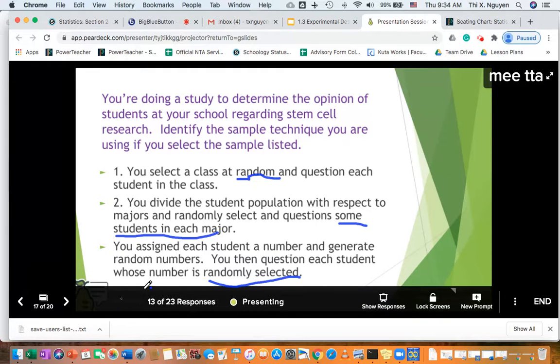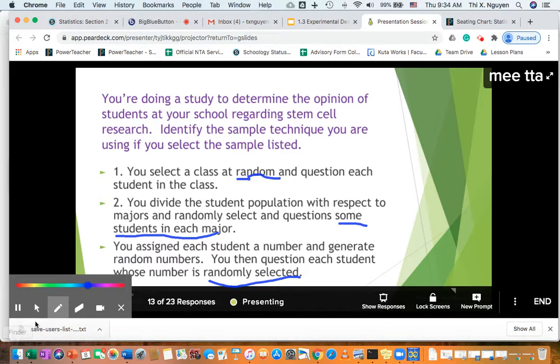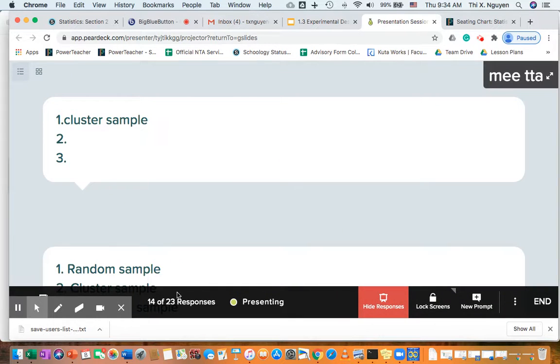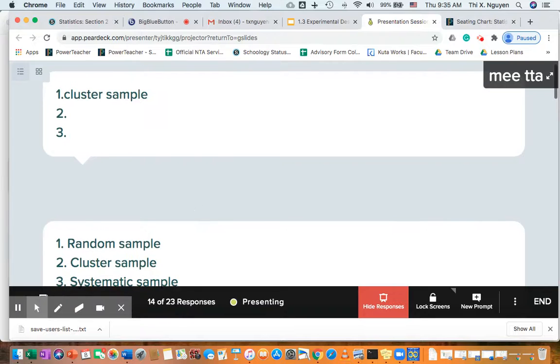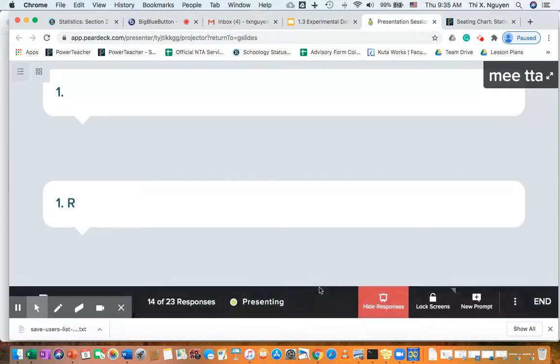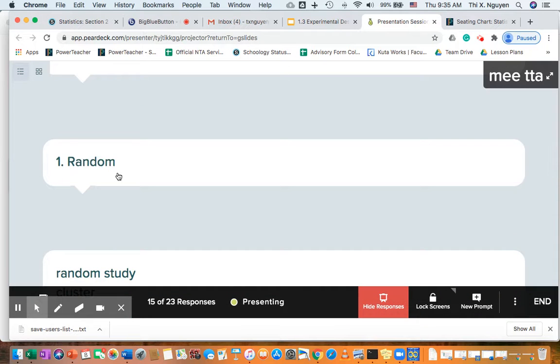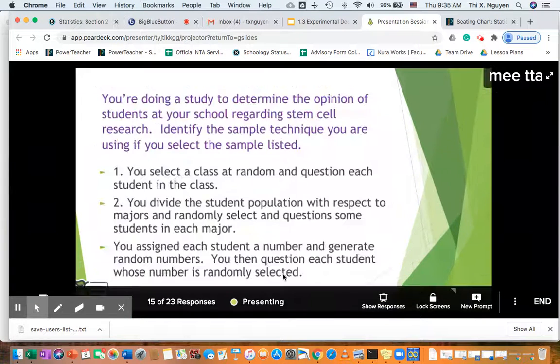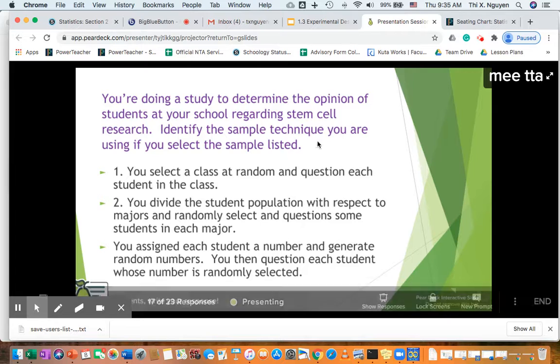Okay. Oops, I need to change the arrow. Okay, so let's see. Number 1. You say cluster. I see someone say random, random, random. I assume it's random. It is random for number 1 because, like I said, I just underlined the key thing they tell you, which is at random. They tell you right here: you select a class at random and question each student in the class. So you can say random.